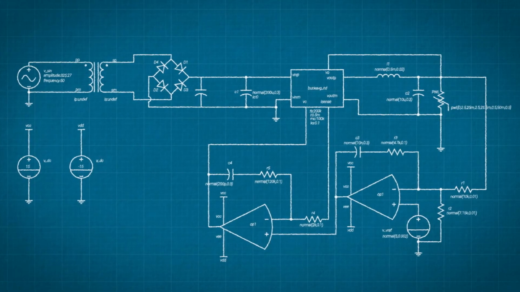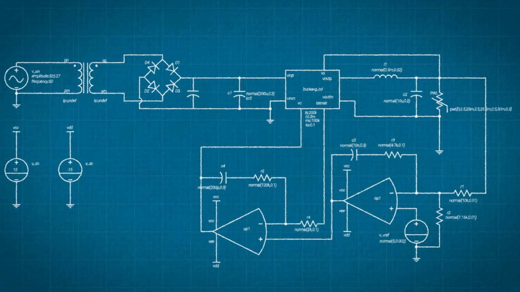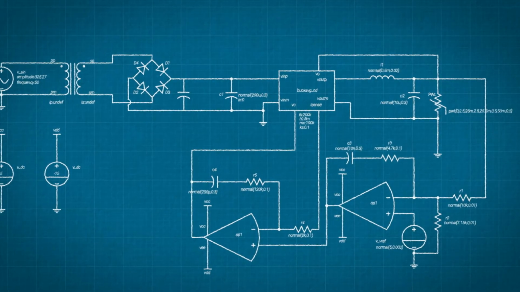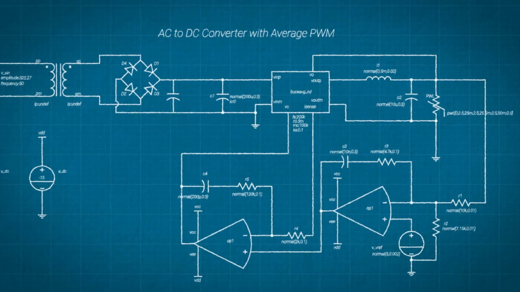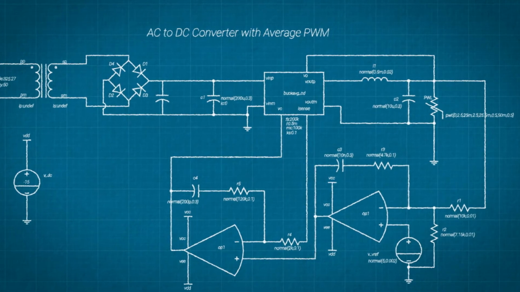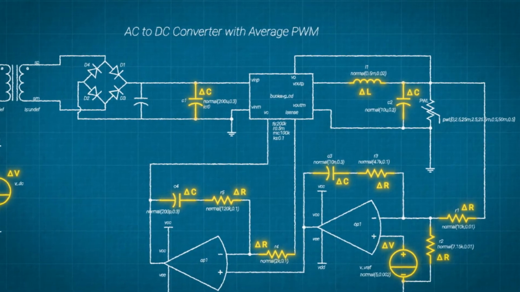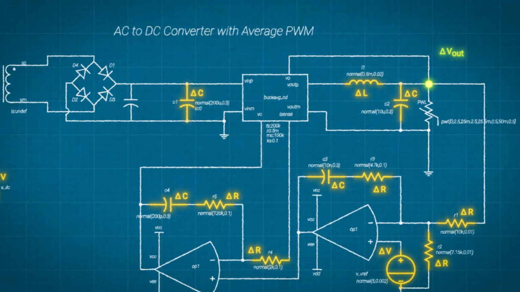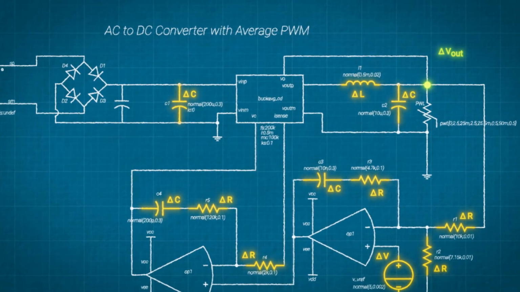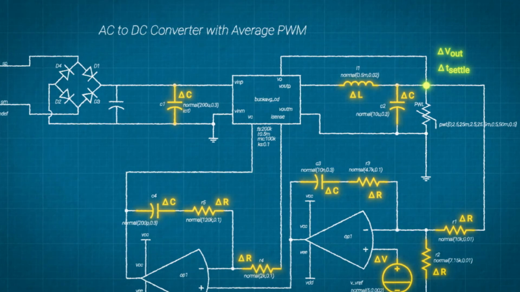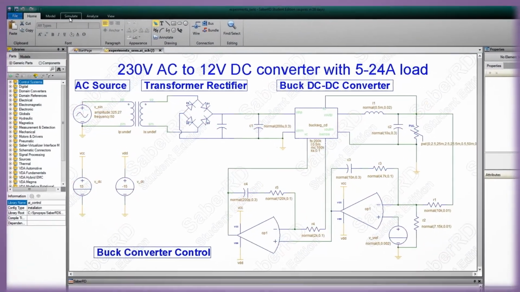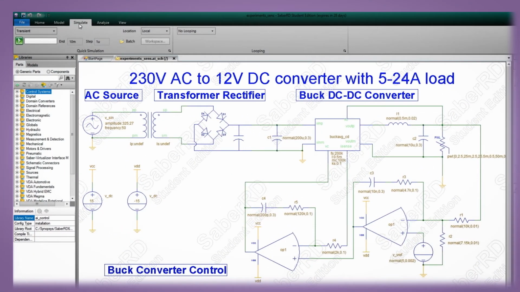Let's learn how Sabre's sensitivity analysis works by going through an example. The circuit is an AC to DC converter using an average model for the pulse width modulator. We want to see how discrete components and voltage sources affect the value of the DC output voltage and how long it takes the output to settle upon startup. By default, the transient analysis specifies no looping. Selecting sensitivity analysis displays its settings.